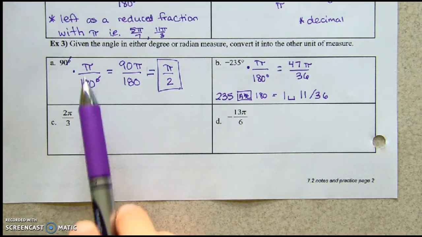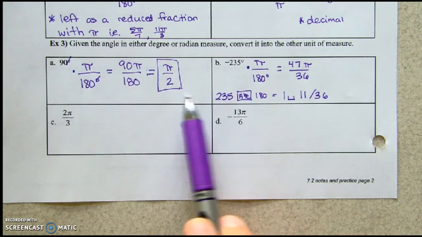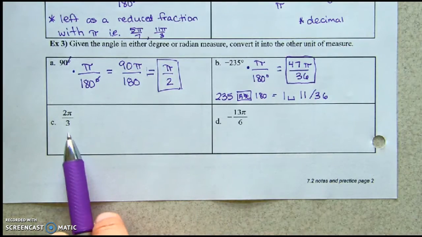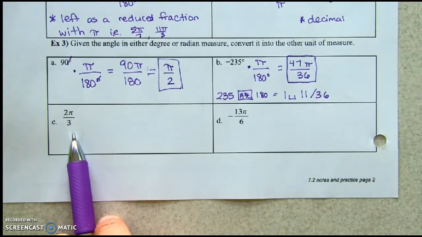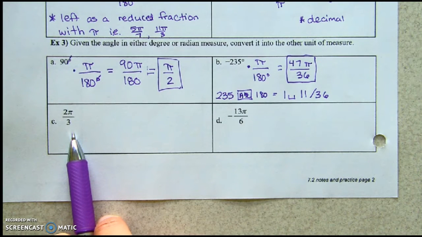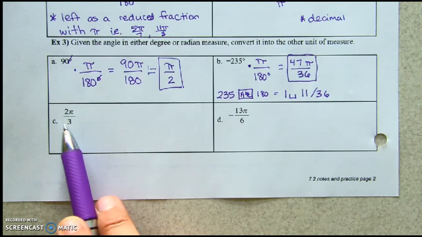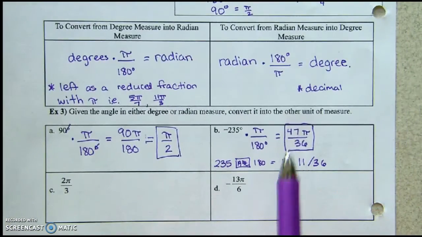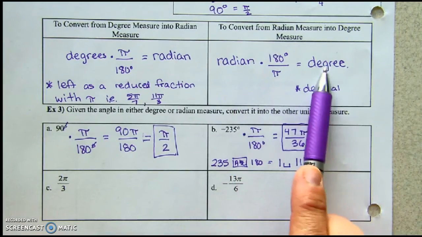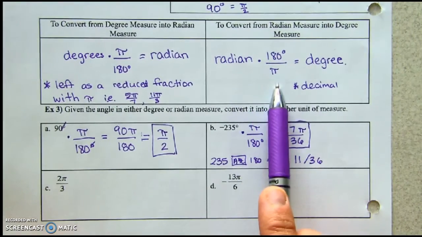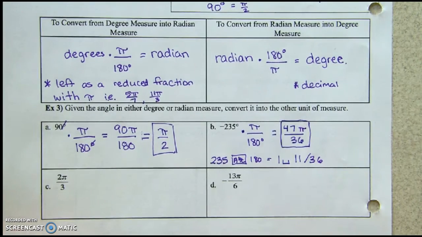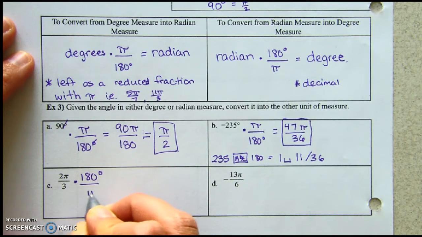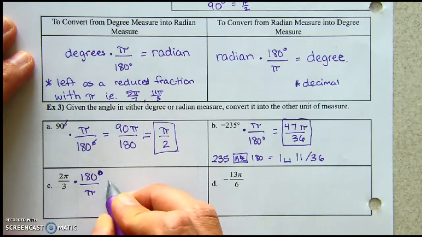Let's keep going. We just changed degrees into radians. This is an ugly radian for B. Now for C, is this starting in degrees or radians? It's starting in radians. How do you know? It's a fraction with pi. So look up here. To convert from radian to degree measure, what are we going to multiply by? 180 over pi. We want the pi's to cancel, and we want to be left with degrees.